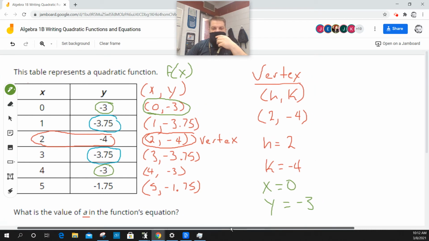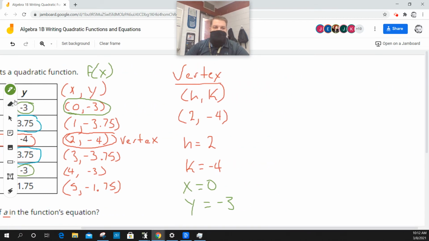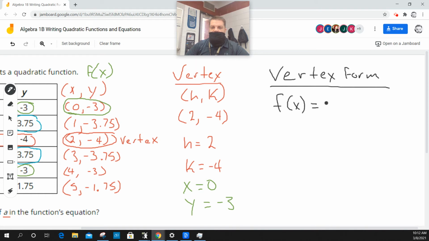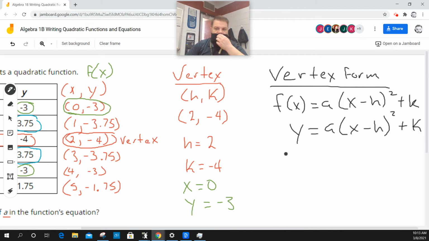Why am I choosing an x and y? Because my vertex form of the equation, we're asked to solve for a. And so one of the forms that I could use to represent a quadratic is f of x is equal to a times the quantity x minus h squared plus k. Well, that's like saying y is equal to a times x minus h squared plus k.